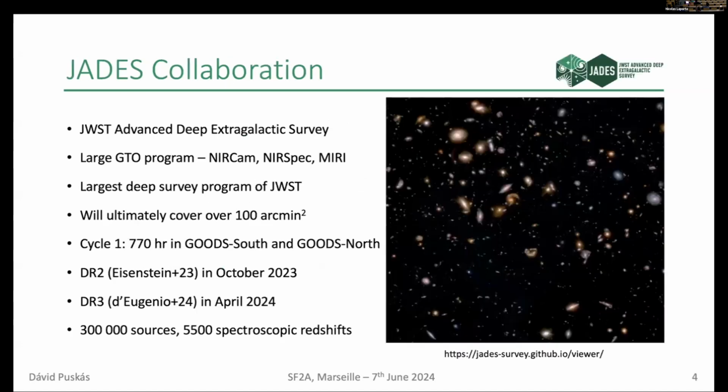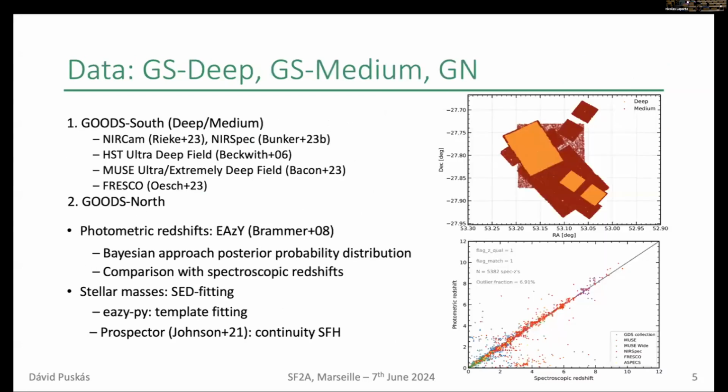JADES was already introduced by Will and Joris previously, so I don't want to spend too much time on this, but I'm using data from the JADES collaboration, which is currently the largest deep survey looking at galaxies, and we just had our latest data release in April. Here, I'm defining three different tiers for my data. I'm dividing the GOODS-South field into two subfields based on the exposure time. So there's a deep region and a medium region, and also GOODS-North.